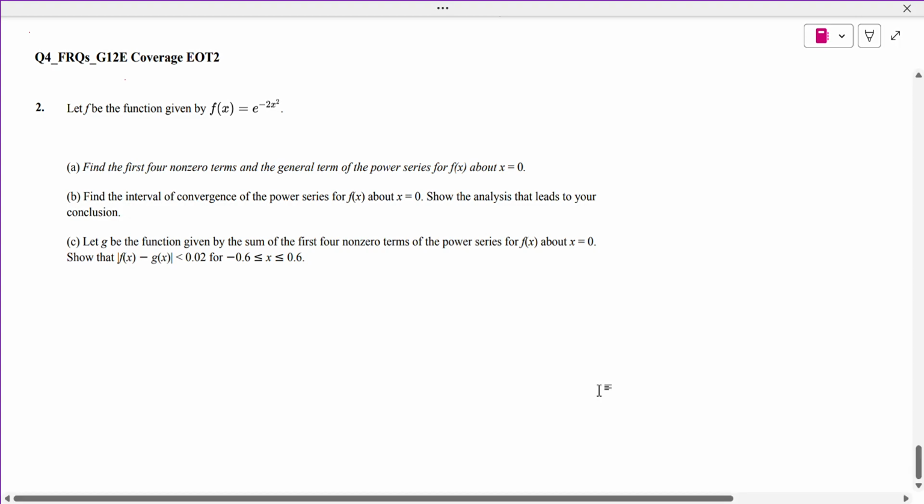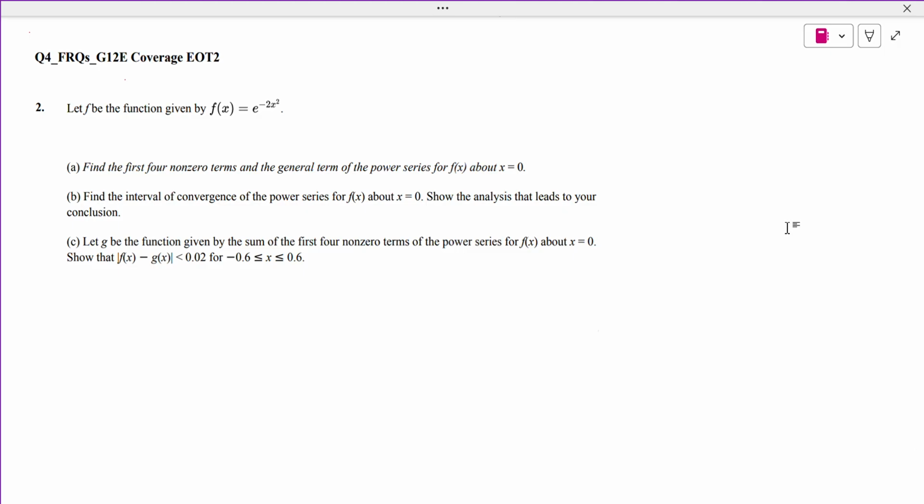Let f be the function given by f of x is equal to e to the power of minus 2x squared. Find the first four non-zero terms and the general term of the power series for f of x about x equals 0. There are two methods. The first one is writing the Taylor or Maclaurin expansion, finding all the derivatives and plugging in the value until you reach the four non-zero terms. Or we can use the common expansion from the table.